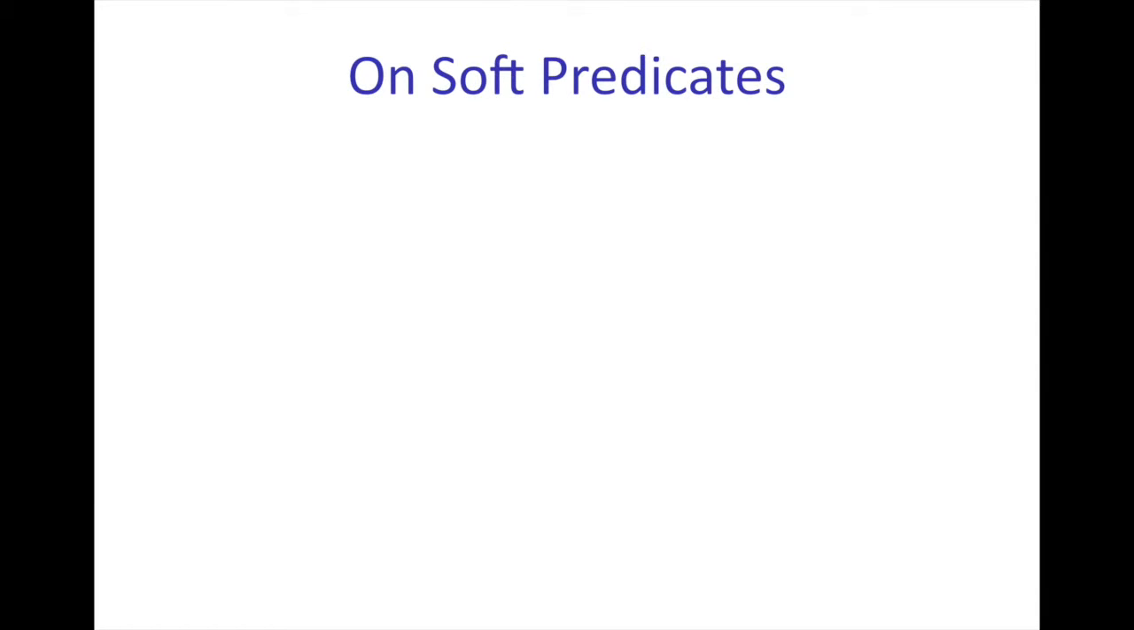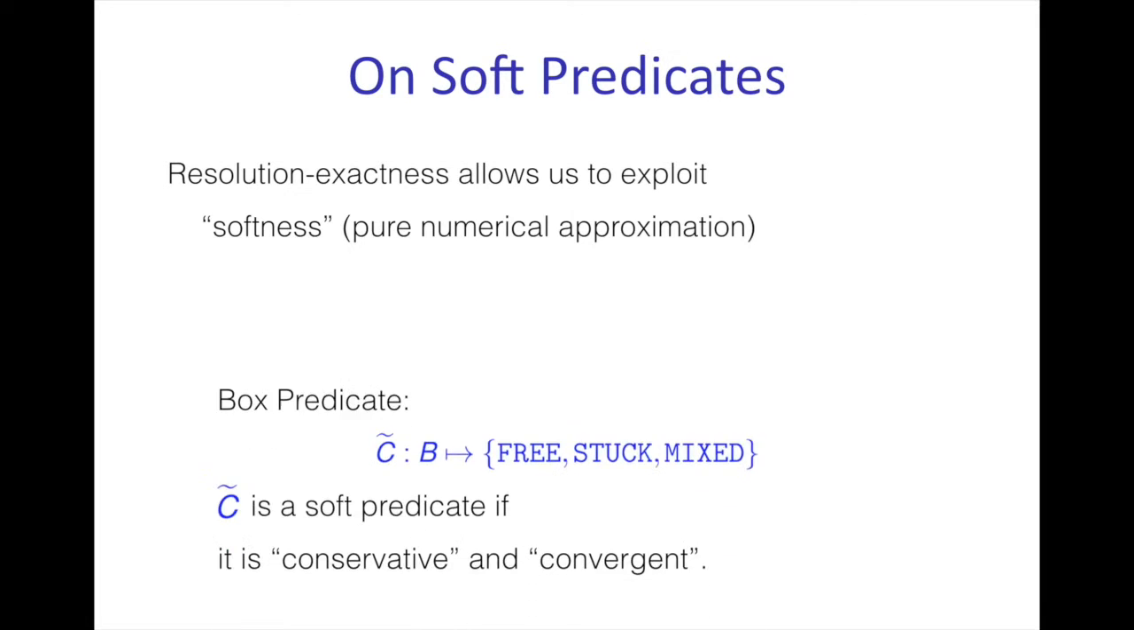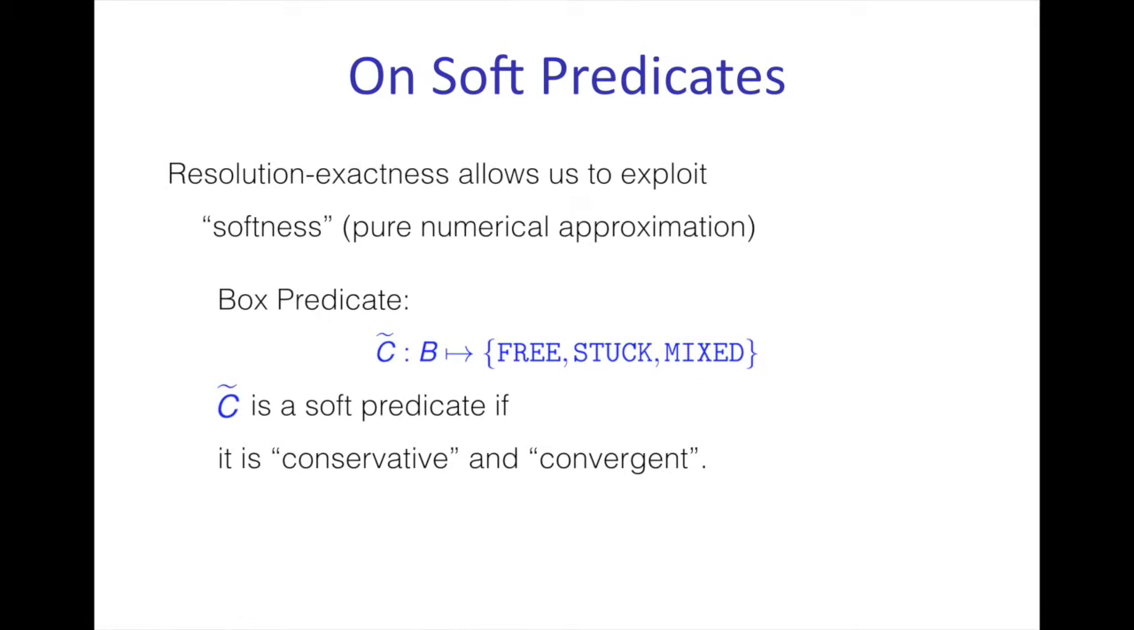Our algorithm depends on a classification of boxes. Resolution exactness opens the way for a soft classification, which intuitively means that they can be implemented by numerical approximation. The classification has 3 possible outcomes: free, stuck, and mixed. Free and stuck are definitive answers, and the soft predicate is said to be conservative if it never makes a mistake when it outputs a definitive answer. The other requirement of softness is that it converges in the limit to the correct answer.